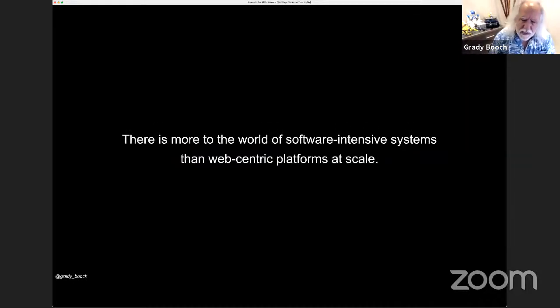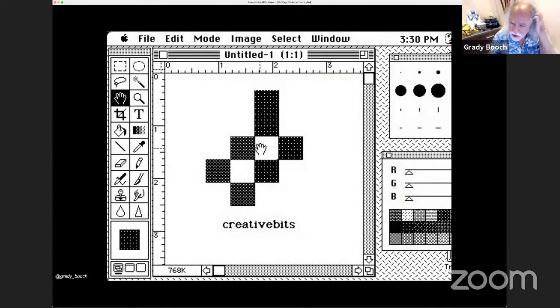However, as I said, there's more to the world of software-intensive systems than web-centric platforms at scale. So I would imagine, and I don't know, where most of you men and women come from, but I dare say most of you are probably working in this former world. But there's another world. For example, let's take a look at the world of apps such as Facebook. Go to the Computer History Museum again, and you will find the entire source code for MacPaint. I had the wonderful opportunity to do an oral history of the two inventors of MacPaint, and they provided the source code to the museum.